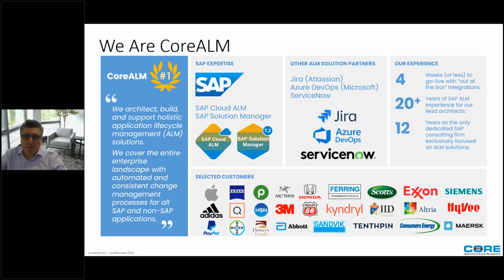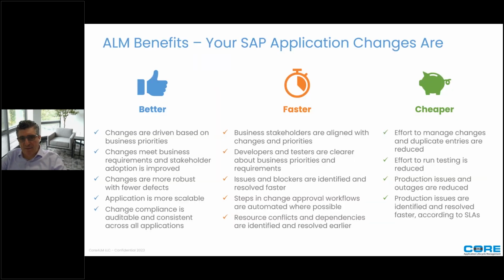So I'll talk a little bit about the benefits. Everybody is going to have an opportunity to see some of our products in action today. If you're using our ALM best practices as well as some of our tools, what you can expect is that you're going to be able to make changes to your SAP applications better, faster, and cheaper. Better really means that the changes you introduce will meet the needs of your business with fewer defects. Faster is really because we introduce automations and eliminate a lot of the manual duplication of effort. And cheaper because you're going to be more clear about what changes are required up front.